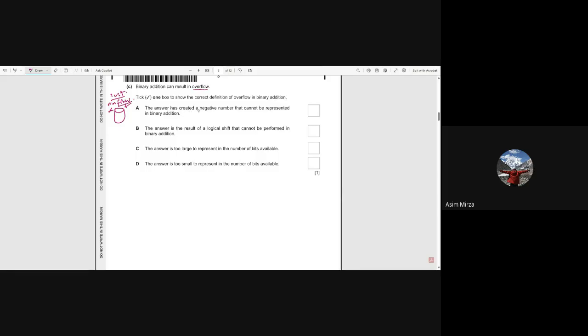The answer has created a negative number that cannot be represented in binary addition. Negative number? No. Negative numbers are talked about with complements, two's complement, so this won't be happening. The second option is the answer is the result of a logical shift that cannot be performed in the binary addition. No, it doesn't make any sense. The answer is too large to represent in the number of bits available. Yes, this makes sense. So this glass of water is not a big one which can accommodate more water.